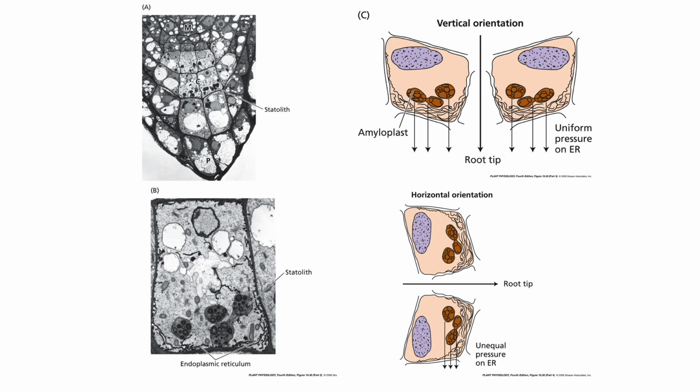In A, you can see an electron micrograph of a root tip showing the apical meristem, labeled M, columella, labeled C, and peripheral cells, labeled P. Figure B is an enlarged view of a columella cell, showing the amyloplasts resting on top of the endoplasmic reticulum at the bottom of the cell. Amyloplasts are starch-containing plastids. In figure C, you can see a diagram of the changes that occur during reorientation from the vertical to the horizontal position.